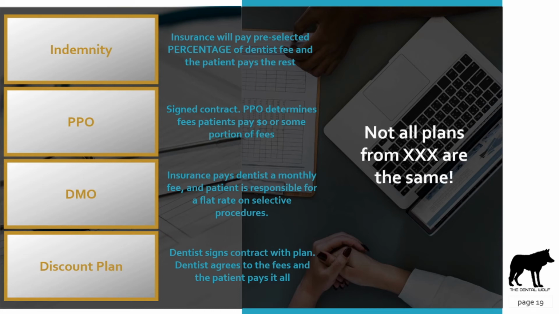So one thing to keep in mind with all of this is that not all plans from whatever company, Delta Dental, Aetna, whatever it is that you're looking at, are the same. So for example, Delta Dental could have a PPO, a DMO, and a discount plan, and they all might be very different. And they might actually have a few PPO plans or a few DMO plans and have different agreements in each of those contracts. So just because you see the name of a certain company doesn't mean you know exactly what you're getting.